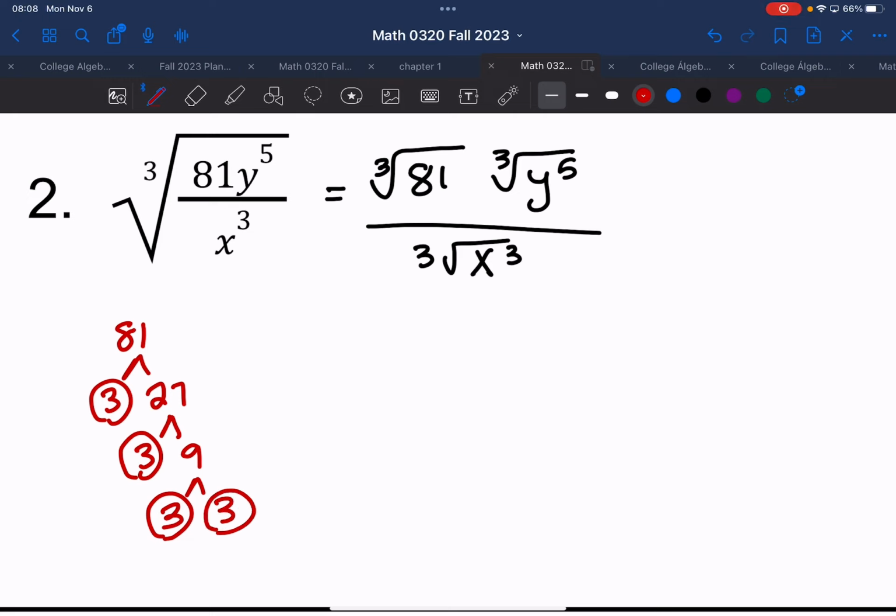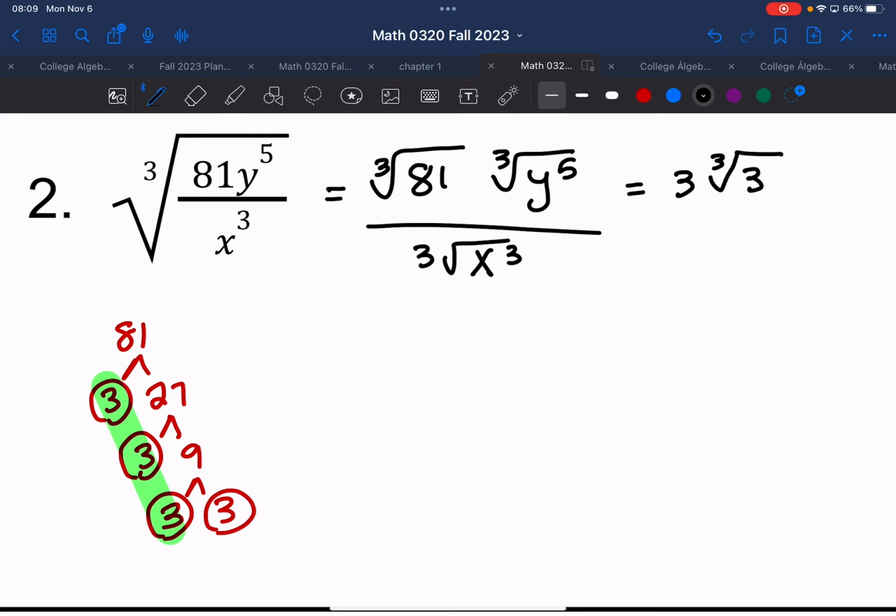3 and 3. So since this is the cube root, we are going to be circling pairs of 3. So we have one pair of 3 and then a 3 that does not have a pair. So how could I rewrite that? 3 cube root of 3. Good. So 3 cube root of 3. So I had 1 pair of 3, so that came out. And then I had a 3 that was left over, so that has to stay under the cube root. Okay, so now we're done with the 81.